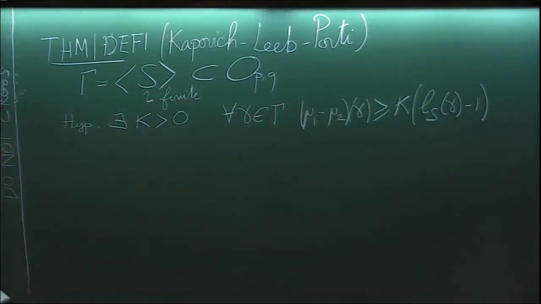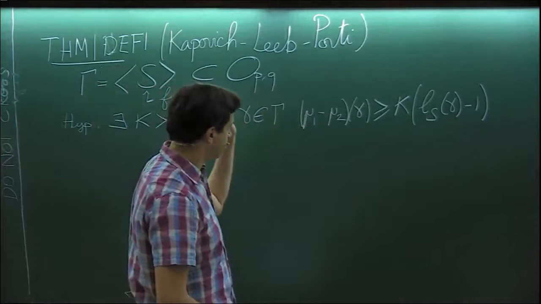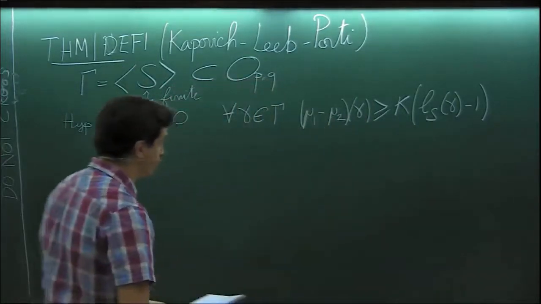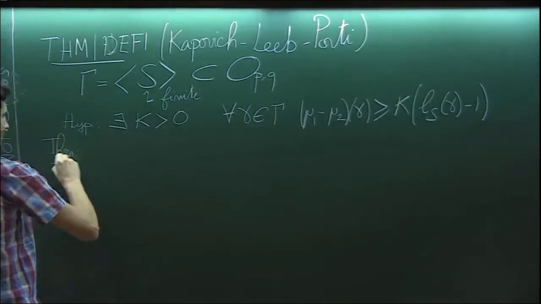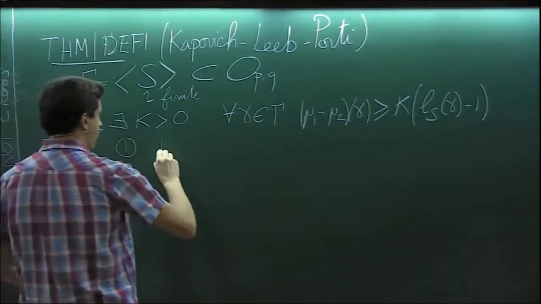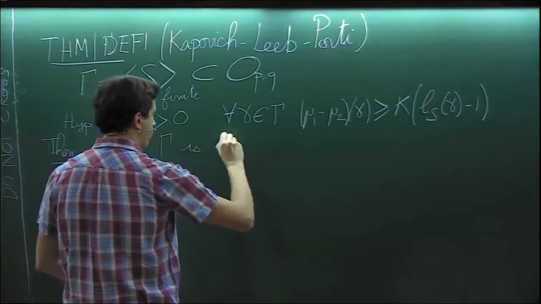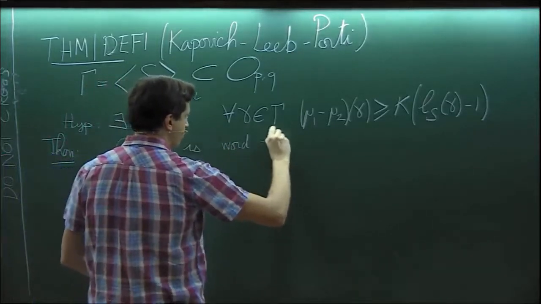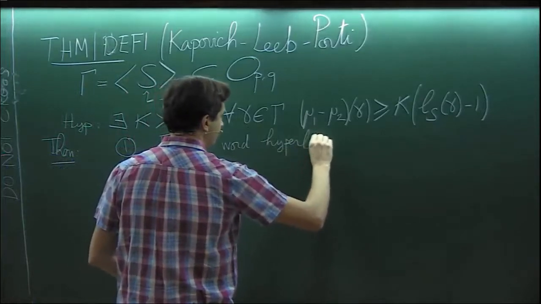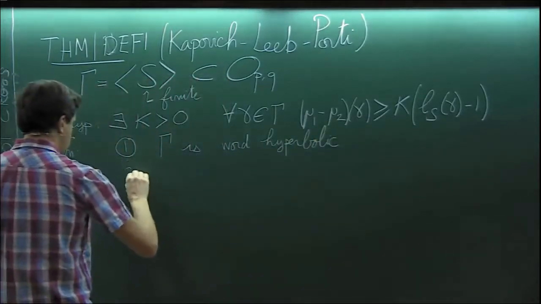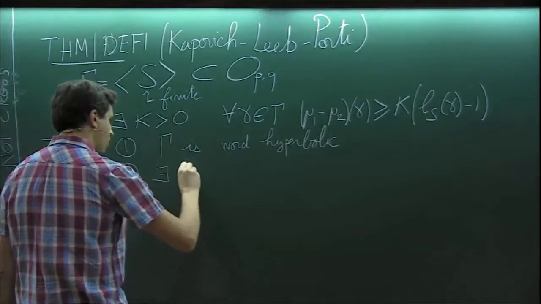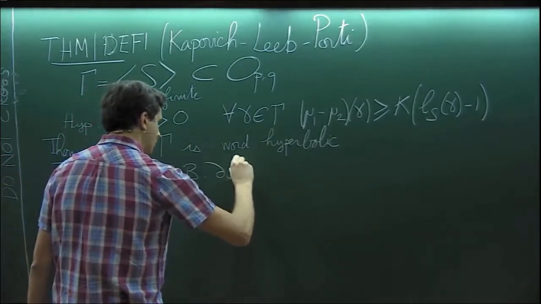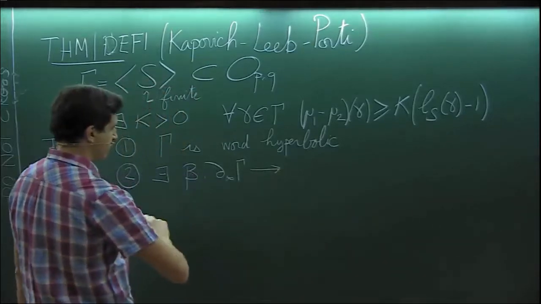Okay, so this is my hypothesis. I will give the precise definition of all this in a moment. And then the following hold. The first is that the group Gamma is Gromov hyperbolic, or word hyperbolic, for the length metric. And as such, it has a visual boundary or Gromov boundary. And there exists a map from the Gromov boundary to the projective space.